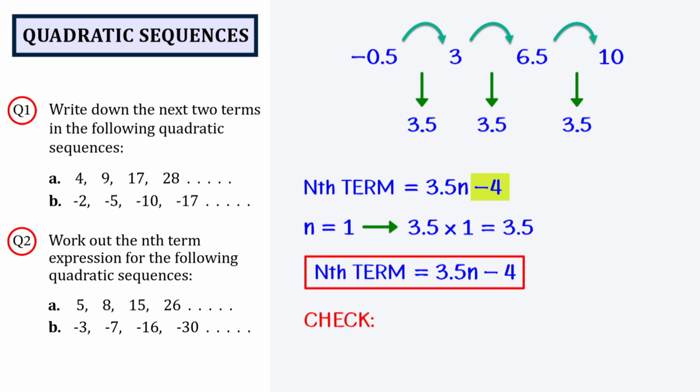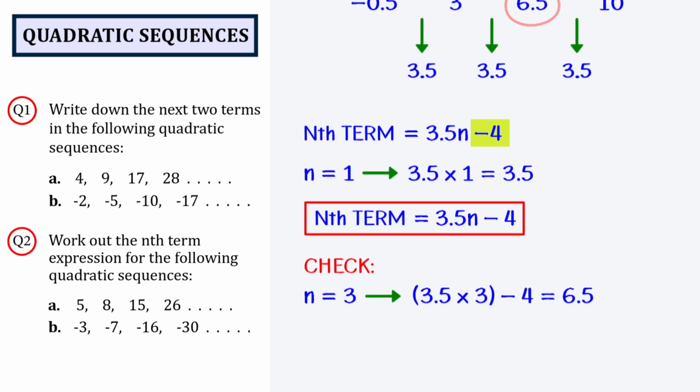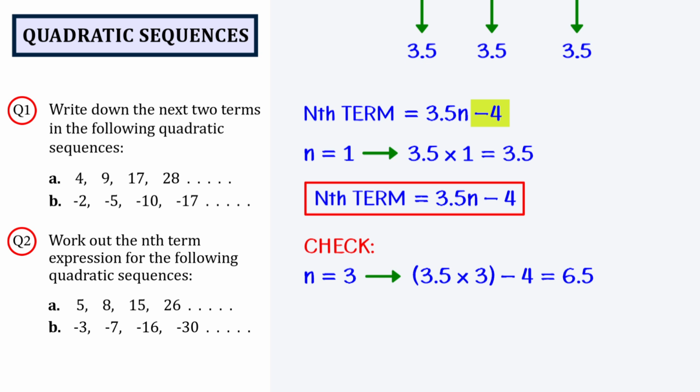Let's check this works by using n is equal to 3. We should get 6.5. So we have 3.5 multiplied by 3 minus 4, which is equal to 6.5. And so the nth term expression for this linear sequence is correct.